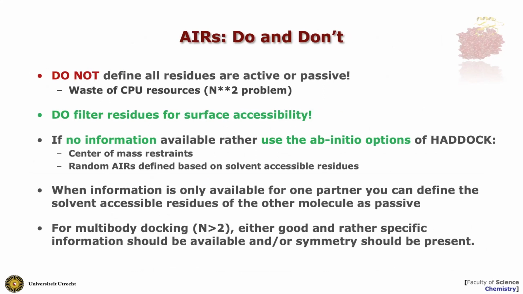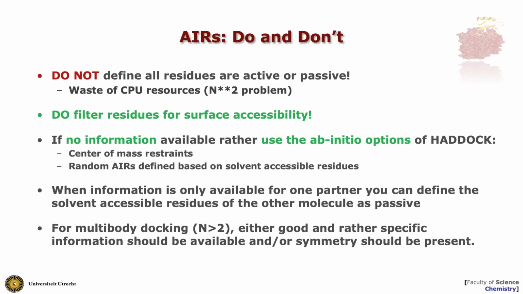So what should you do? What should you not do? Some people have no idea where the binding regions are, and what they do is to define all residues of the protein as active. So this is generating effectively an n-squared problem because you're going to calculate all possible distance combinations between all atoms in your 2 proteins, which is a pure waste of CPU resources. So you should not do that.